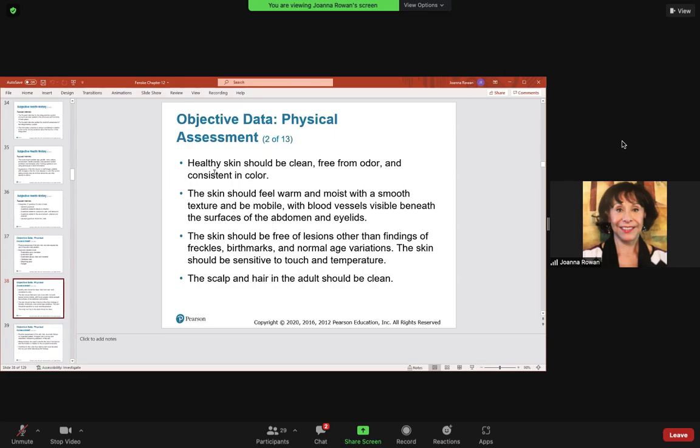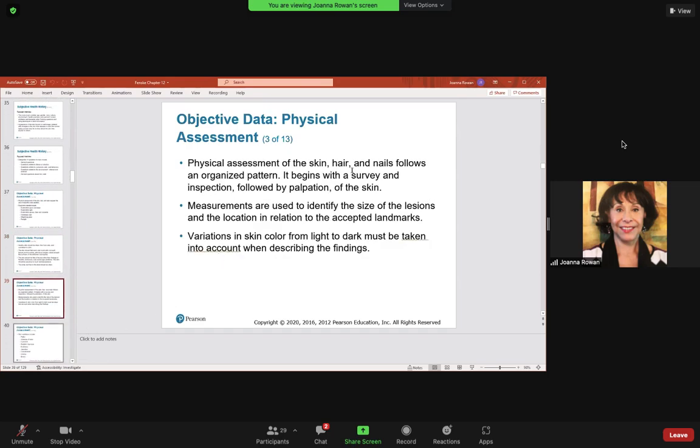Okay, so objective data. Usually we go over this. Healthy skin should be clean, free of odor, and consistent in color. The skin should feel warm and moist with a smooth texture and be mobile, with blood vessels visible beneath the surface of the abdomen and eyelids. The skin should be free of lesions other than findings of freckles, birthmarks, and normal age variations. The skin should be sensitive to touch and temperature, and the scalp of the hair in the adult should be clean.